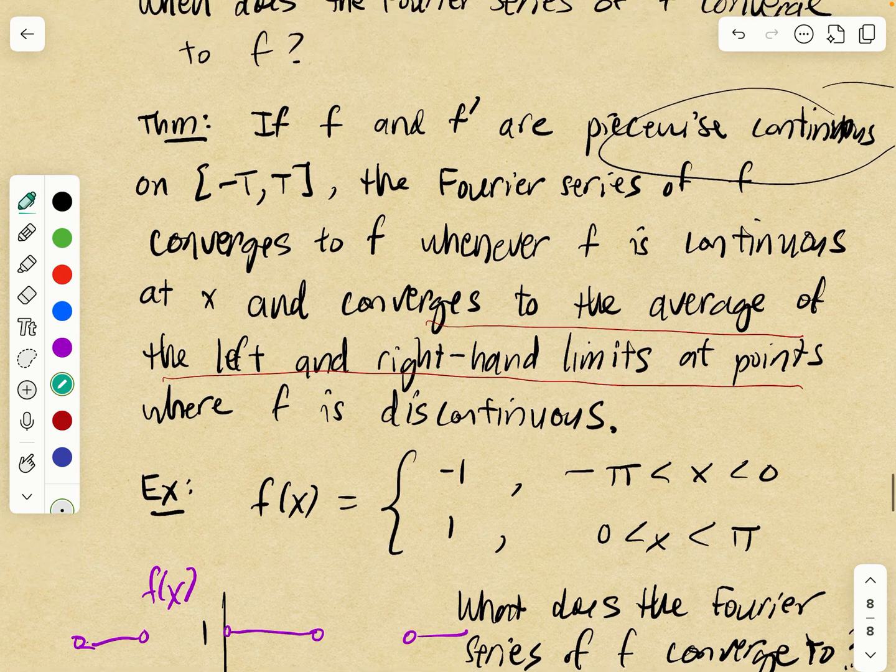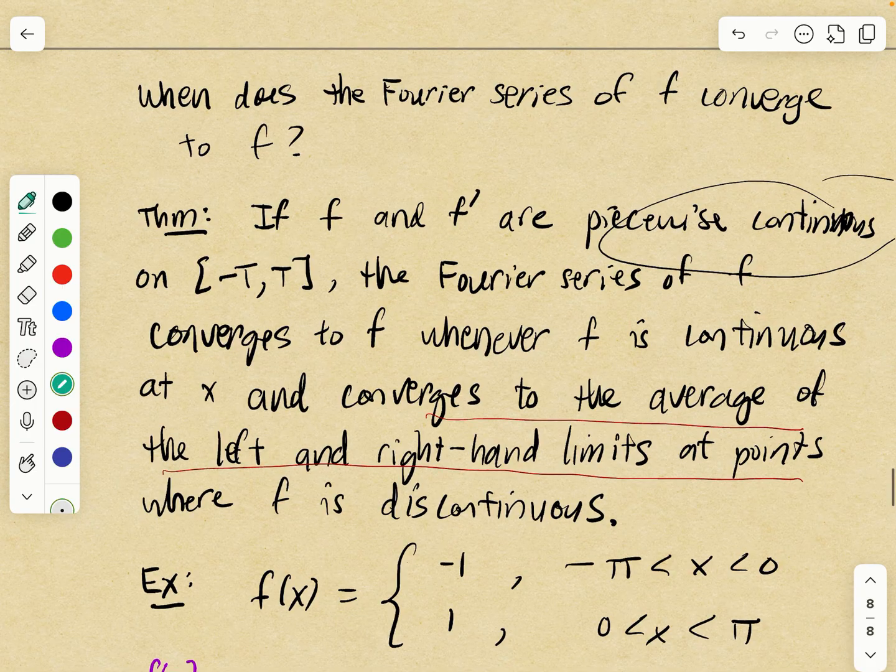Okay, so in this video, we explored conditions when the Fourier series of a function converges to the original function. This isn't the only time when this happens. The theorem says that if f and f prime are piecewise continuous, then the Fourier series converges to f when f is continuous. But there might be other functions where the Fourier series converges to f. I'm not saying that f and f prime have to be piecewise continuous, but if they are, then the Fourier series does converge to f at points where the function is continuous.